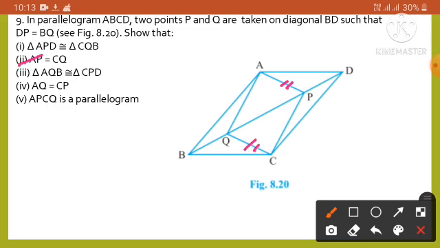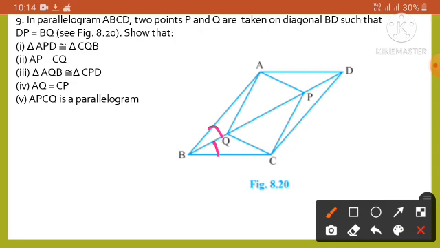So got the second part. Now the third part. Since AB is parallel to CD here and BD is the transversal, angle ABD is equal to angle CBD. Okay, so you can say that angle ABQ is equal to angle CBP here.